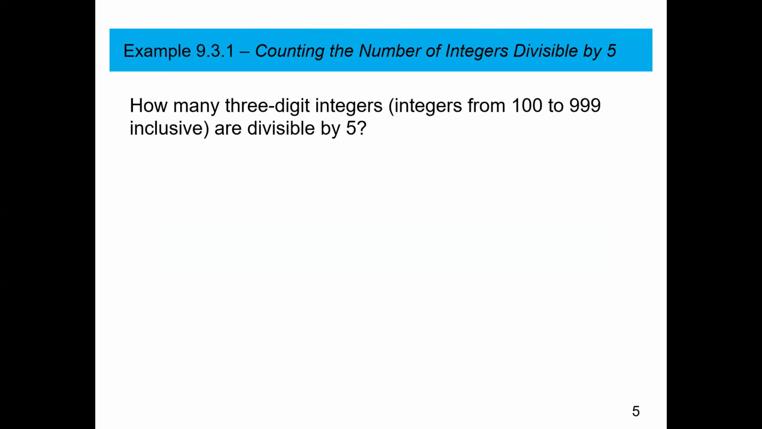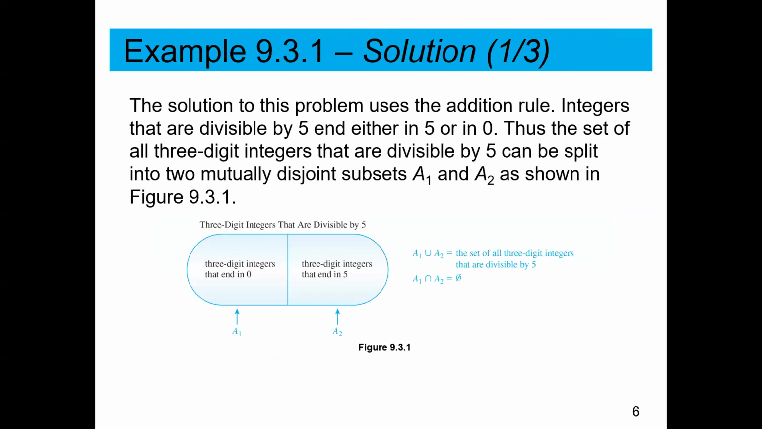So how many 3-digit integers, so again we did this, are divisible by 5? We did this previously, kind of where we just broke it down and looked at it. But let's solve this using the addition rule. So what we're going to do is talk about the integers that are divisible by 5: they either end in 5 or they end in 0. Their last digit, the ones digit, is either 5 or 0.